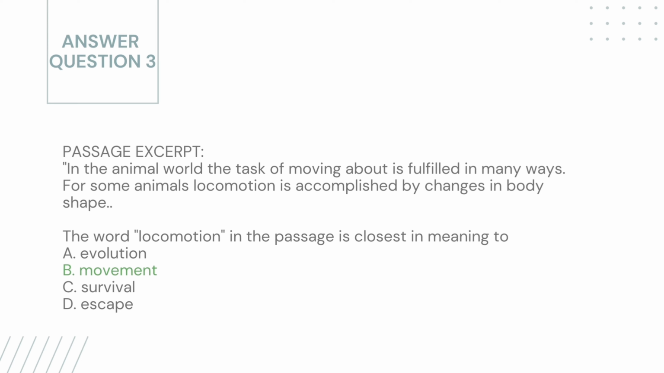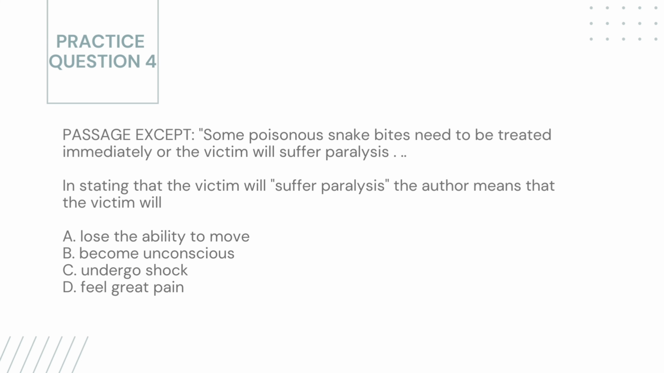And the answer is B, movement. That's very close to my prediction of moving. And we read it out loud to double check. For some animals, movement is accomplished by changes in body shape. Does that sound good? Yes, it does, because it's correct. Okay, now it's your turn. I'm going to give you about 30 seconds to do this one.